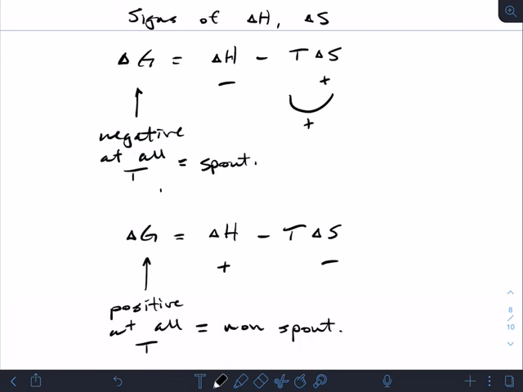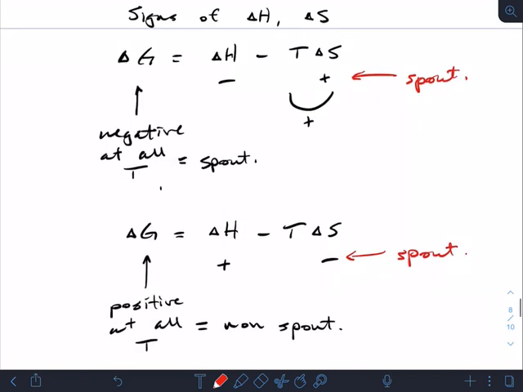But the takeaway from this is that if the signs are opposite, as they are up here, delta G does not depend on temperature at all. It doesn't matter what temperature it is. Go with the value of S. So if S is positive, that's a spontaneous process. And if the signs are opposite, positive S, negative H, that'll result in a negative delta G at all temperatures.